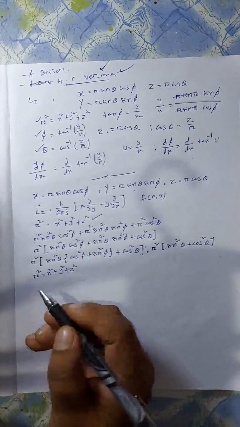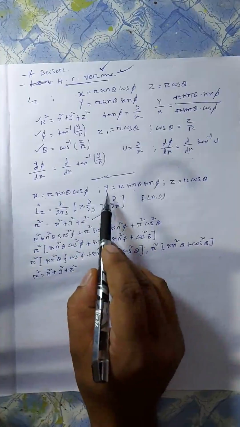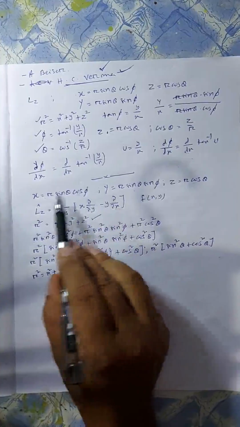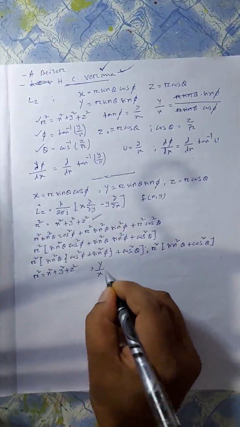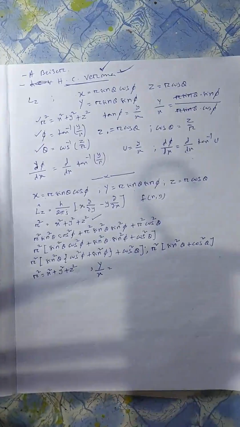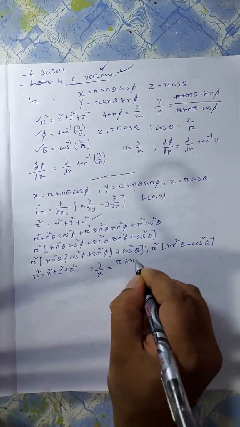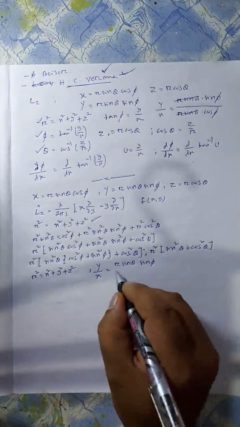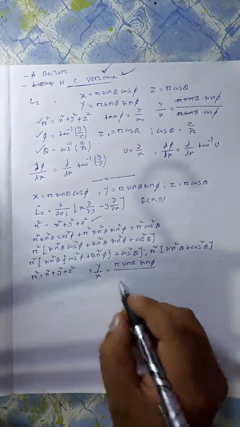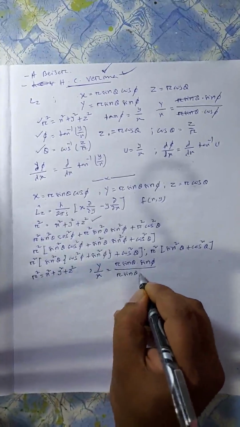Another one: we take y by x. Suppose y by x. Y is equal to r sin theta sin phi, divided by x, which is r sin theta cos phi.